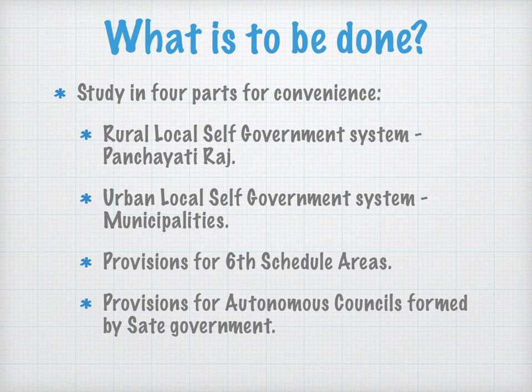For instance, the Bodoland Territorial Council, or the Karbi Autonomous Council. How are affairs of local self-government dealt with in these 6th Schedule areas? Then we will also need to look into the autonomous councils formed by the state government, such as the Sonowal Kachari Autonomous Council, Deori Autonomous Council, and several others. So we will be taking them up separately, and we will divide the study into these 4 headings.